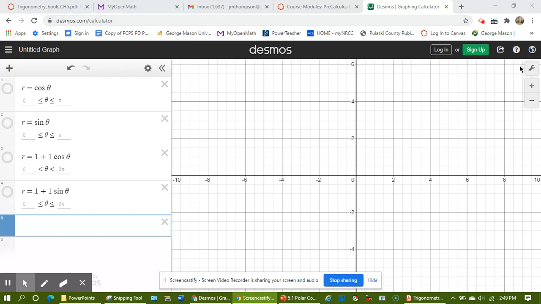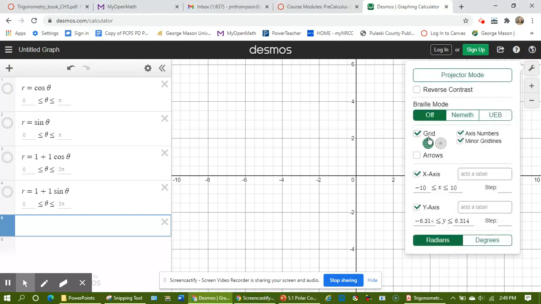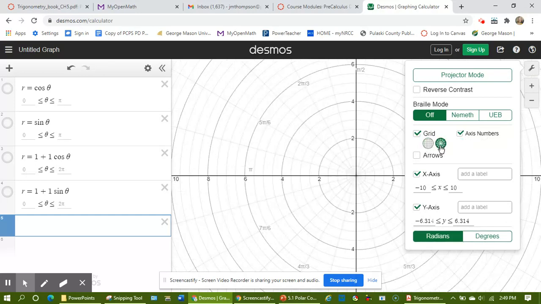desmos.com/calculator. I'm going to go over here to the wrench. And I'm going to see over here that I can change my grid. This green one here is what we're in. This is Cartesian coordinates. You can switch to polar coordinates pretty easily here.